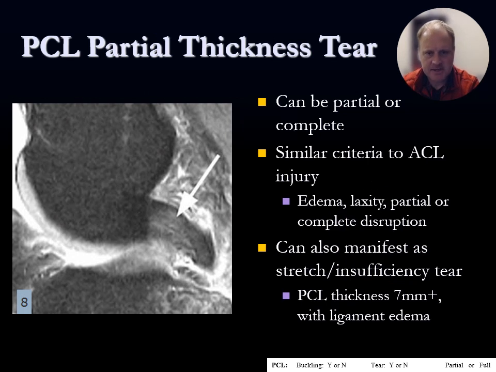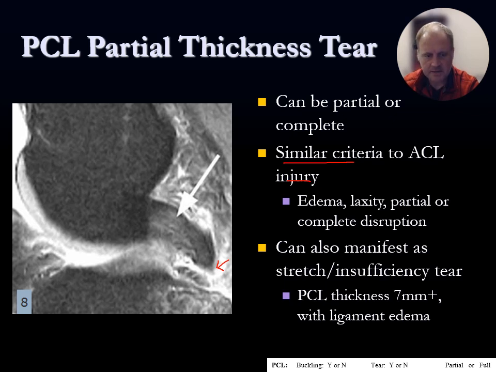PCL partial thickness tears. PCL tears can be partial or complete. They have similar criteria to ACL injury, where you look for ligamentous laxity, edema, or partial or complete disruption, like you see here. This is a slice where I can't tell you on this one slice if it's full thickness torn or not, but if there is more of it coming in here, that could be part of a partial tear. And the partial tear is shown by this thickened T2 hyperintense ligament.